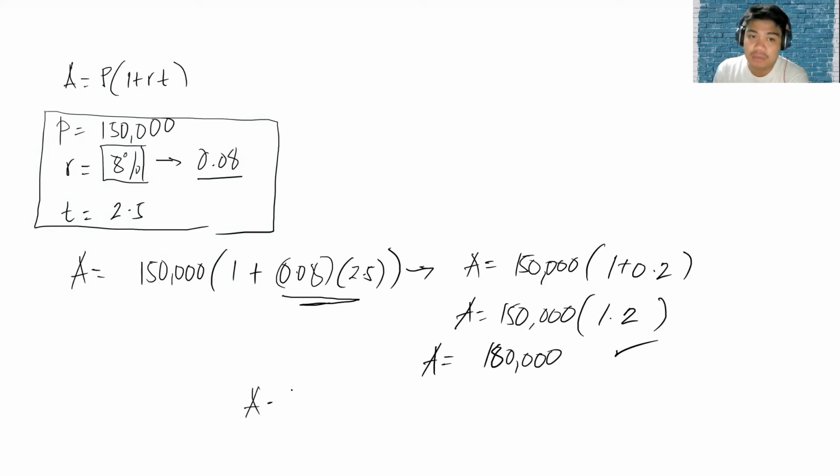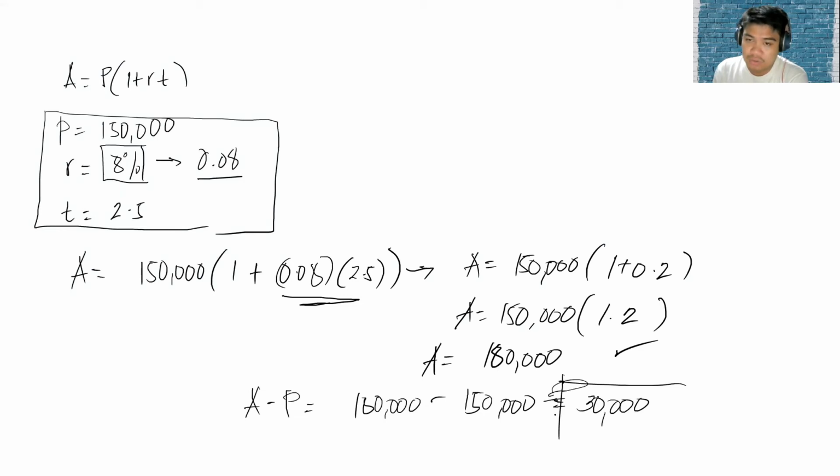So we have the accrued amount minus the principal amount, which is equal to 180,000 minus 150,000, which is equal to 30,000 pesos. So 30,000 pesos will be our final answer for this question number 18. Okay, next number. We have question number 19.